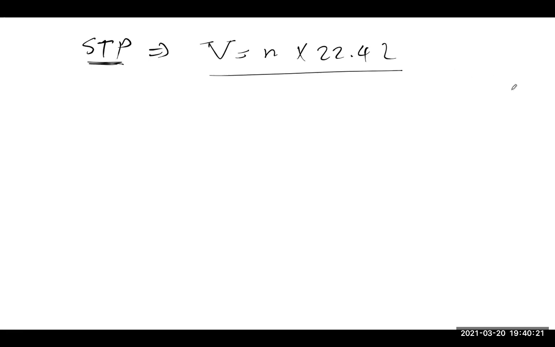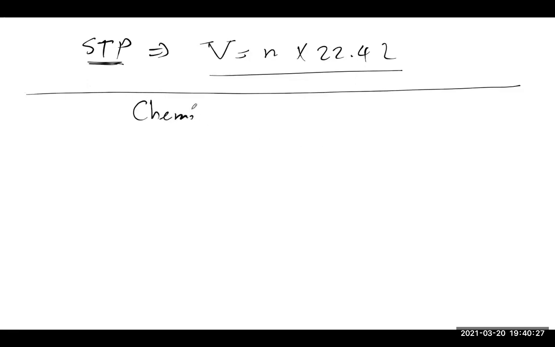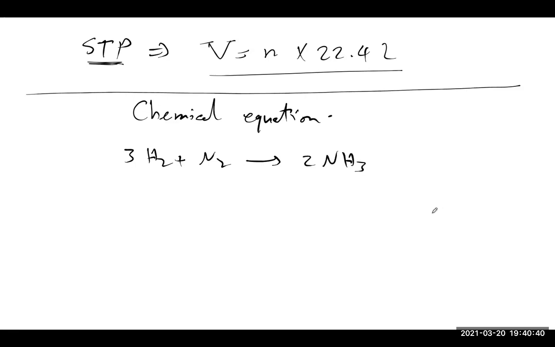Okay, the last part for stoichiometry and gases is that we will use the chemical equation, like 3H2 plus N2 will give you 2NH3. First, we need to balance this chemical equation. To use the chemical equation, we need to balance it, and this is the first step in stoichiometry: to balance your chemical reaction.